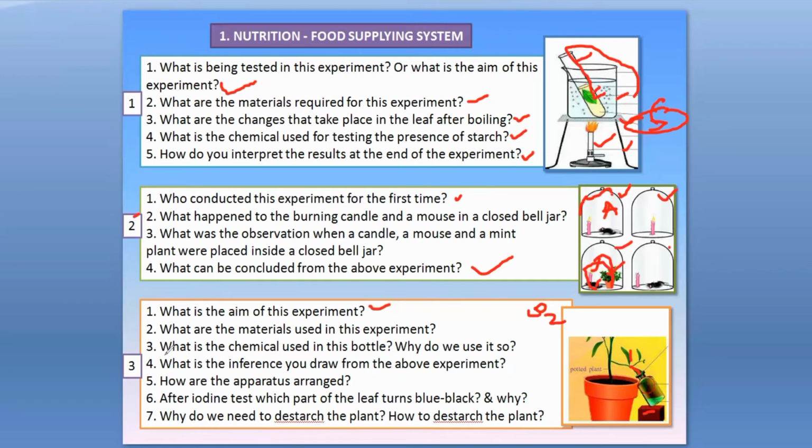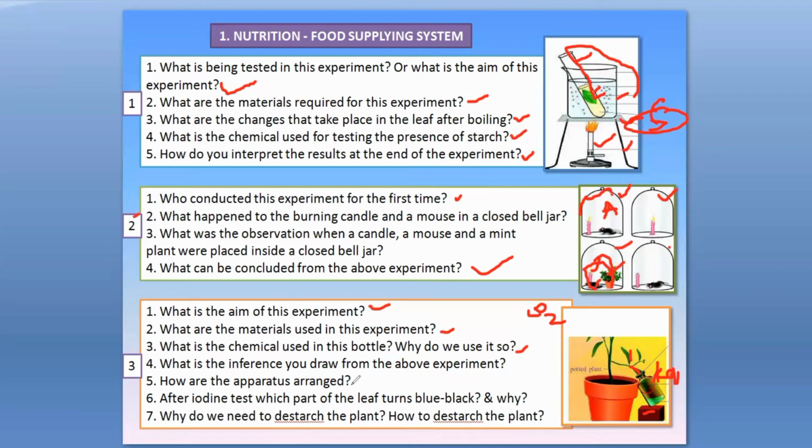So third question, what is the chemical? What is the chemical used in this bottle? Why do we use it? In this bottle, we use KOH, potassium hydroxide. This chemical we use to absorb the carbon dioxide. Whatever carbon dioxide is present in the bottle, for its absorption we add the KOH. So KOH is the main chemical to absorb the carbon dioxide.